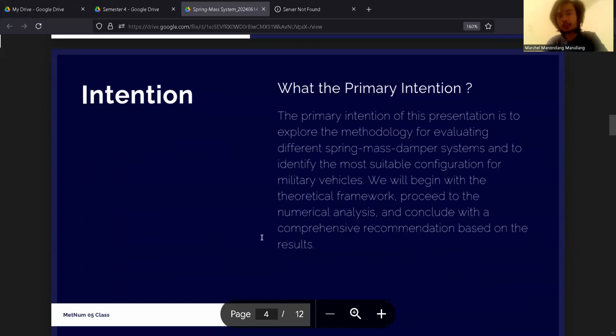The primary intention of this presentation is to explore the methodology for evaluating different spring mass damper systems and to identify the most suitable configuration for military vehicles. We will begin with the theoretical framework, proceed to the numerical analysis, and conclude with a comprehensive recommendation based on the results.